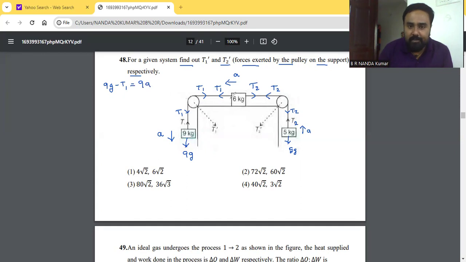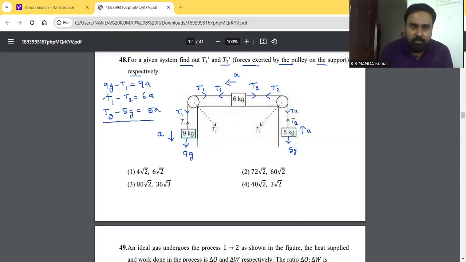And what is the net force acting on the 6 kg? So actually here T1 is more than T2, that is, T1 minus T2 is equal to mass into acceleration, 6 into A. And the net force acting on the 5 kg, so that is T2 minus 5g, because T2 is more than 5g. So the net force is T2 minus 5g, that is equal to 5A.